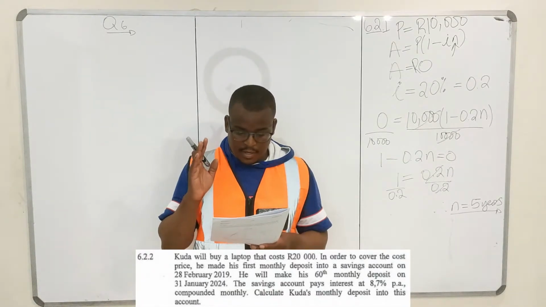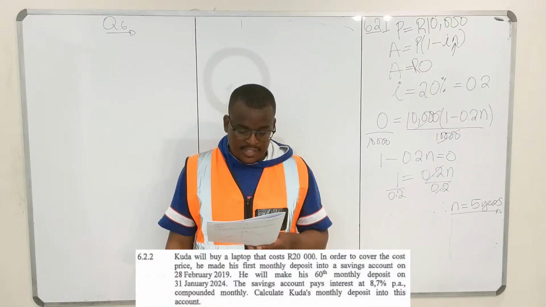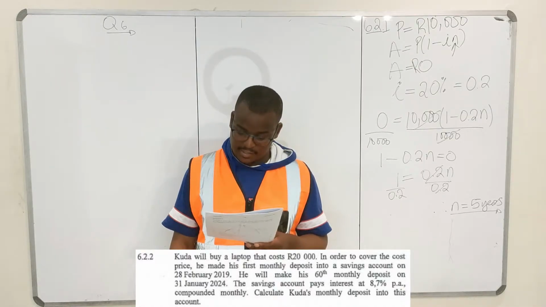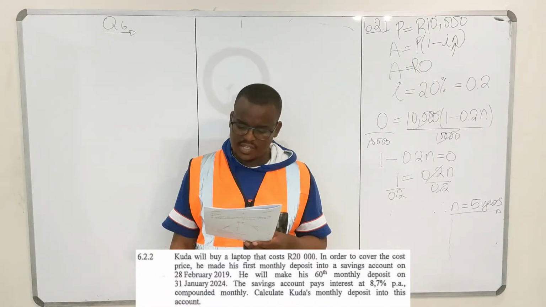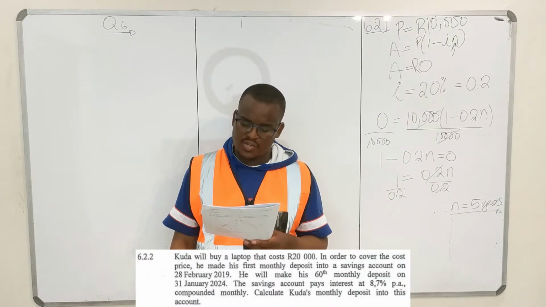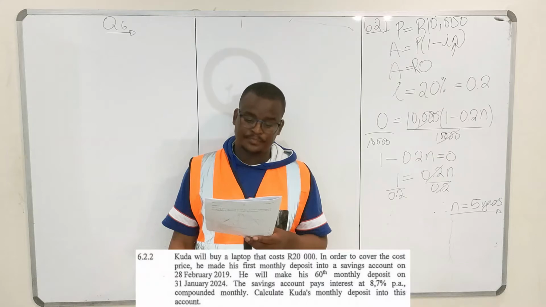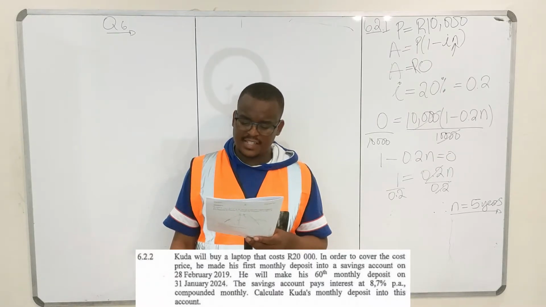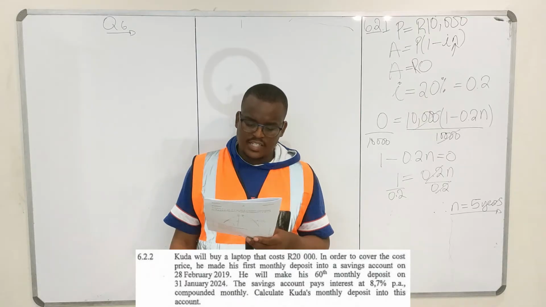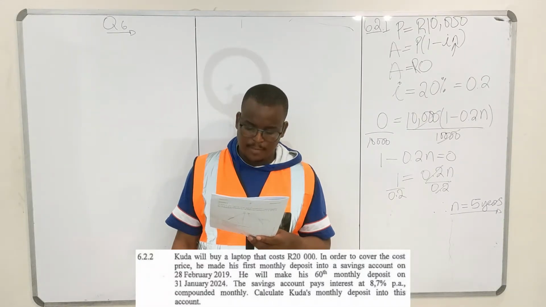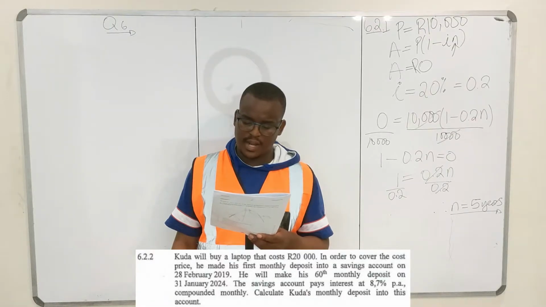So let me read this again. 6.2.2. Koda will buy a laptop that costs 20,000 rands. In order to cover the cost price, he made his monthly deposits into a savings account on 28 February 2019, which is 1 month after he purchased the new laptop. He will make his 60th deposit on 31 January 2024. The savings account pays the interest rate of 8.7% per annum compounded monthly. Calculate Koda's monthly deposit into this account.